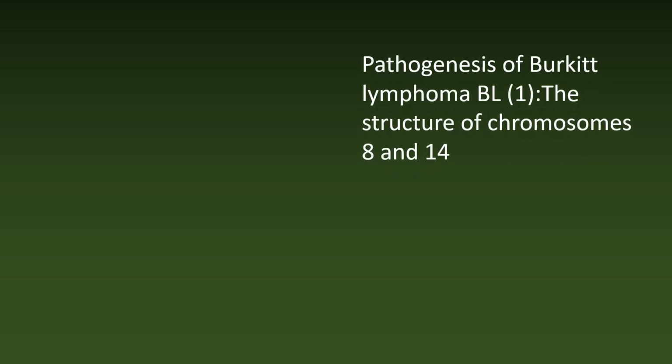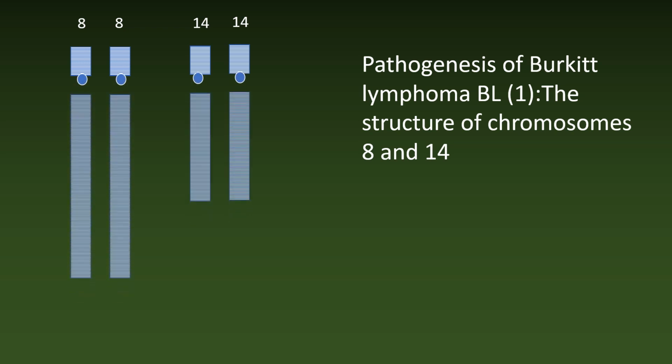A short chapter on lymphomagenesis in HIV, with a particular focus on Burkitt's lymphoma. BL is a consequence of a chromosomal translocation, most often involving chromosomes 8 and 14, here depicted schematically with their short arms, centromeres, and long arms.